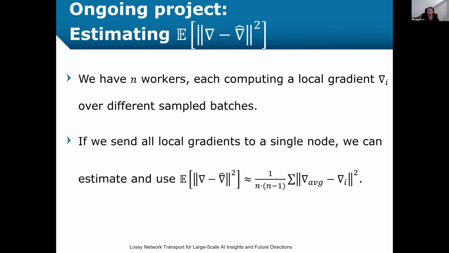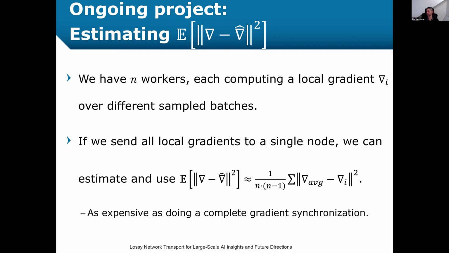without doing the naive thing of sending all of them to one place and running the standard estimate, because this is as expensive as doing gradient synchronization, right? So if our goal is to optimize gradient synchronization by allowing some loss that is small compared to the inherent loss of the stochastic gradient descent, then we need to be able to do that without sending everything to one place and having it estimate this loss.